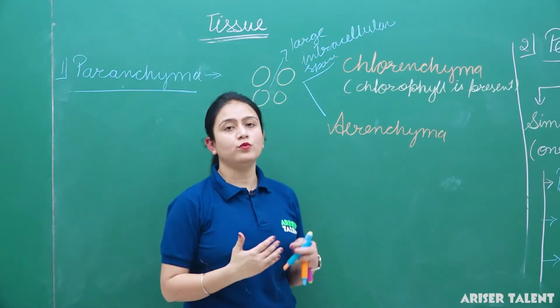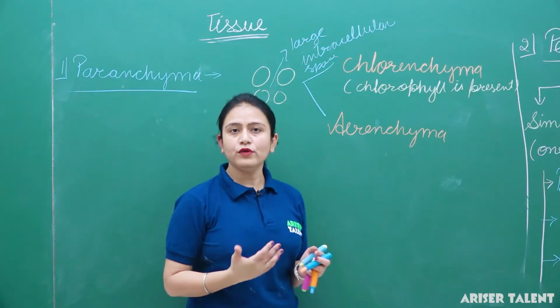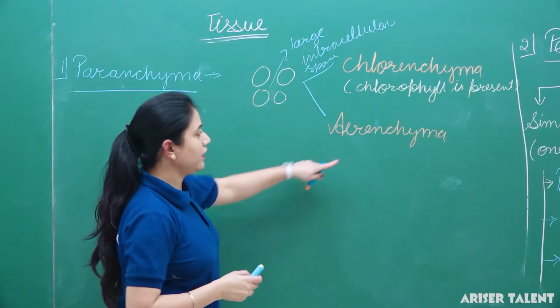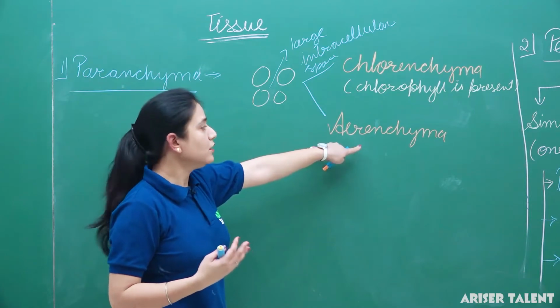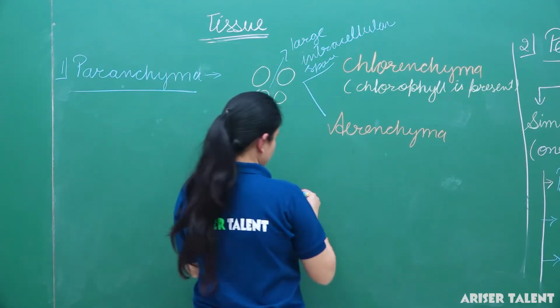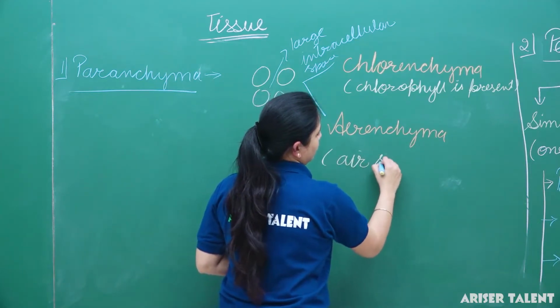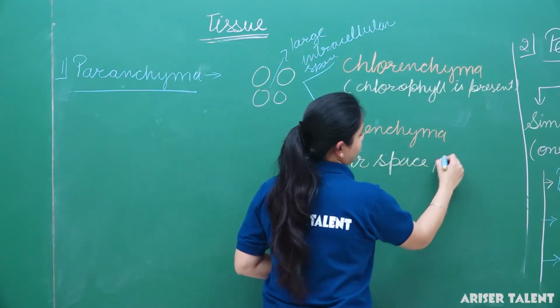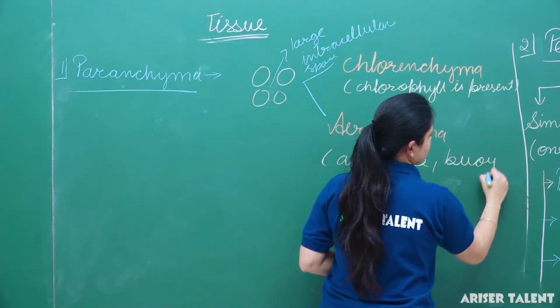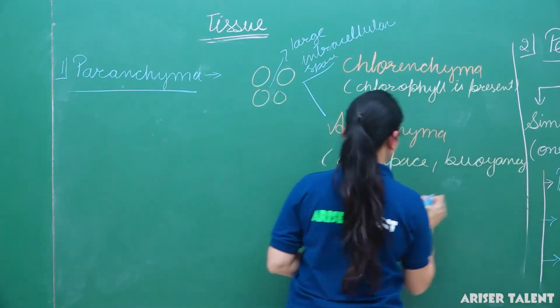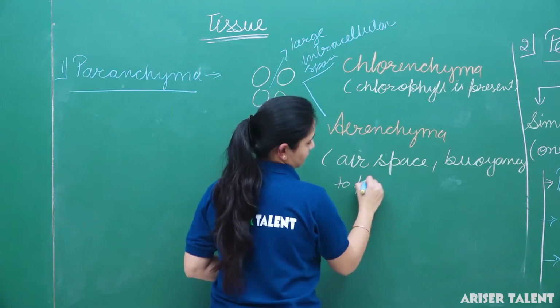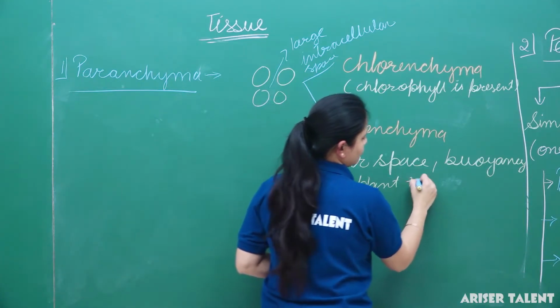That's why aquatic plants can float easily in the water. Due to air spaces, it provides buoyancy to the plant to float.